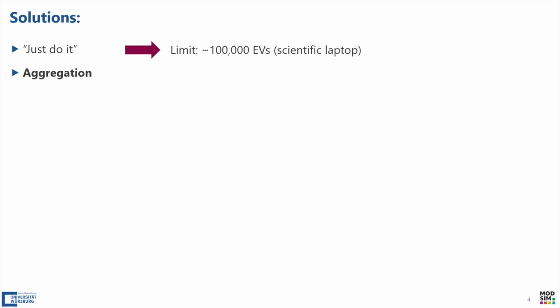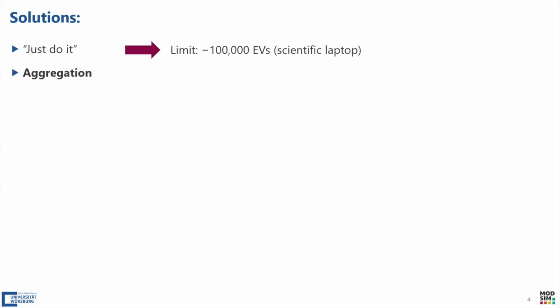Now, how can we handle this problem? I think the first obvious solution would be to just model each electric vehicle individually. What if my computer is just good enough? Personally, for me, the limit would be something like 100,000 electric vehicles on my laptop, where I can handle these optimization problems without needing to do too many simplifications that might change the value of my model. But if we want to look at even higher numbers of electric vehicles, and we have already seen these are really also coming, we need to do aggregation.